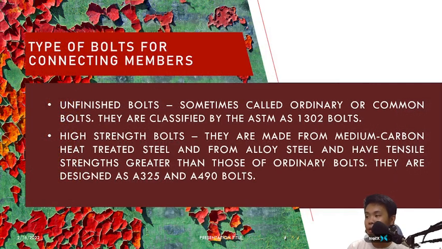So ano-ano ba yung mga type of bolts sa ating connecting members? First is the unfinished bolts, sometimes called ordinary or common bolts. They are classified by the ASTM as A307 bolts. Next is the high strength bolts. They are made from medium carbon heat treated steel and from alloy steel and have tensile strength greater than those of ordinary bolts. They are designated as A325 and A490 bolts.